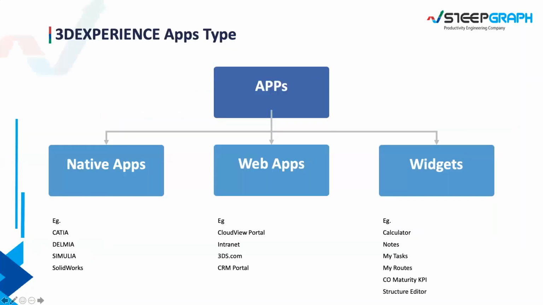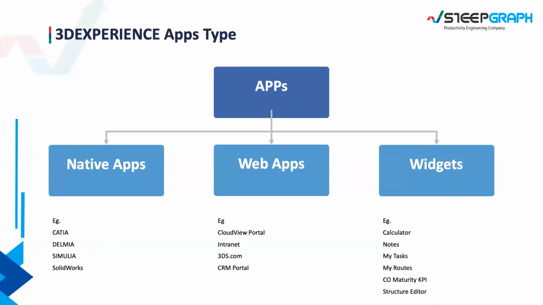So now, if you look at the 3D Experience app types, in 3D Experience there are 3 kinds of apps, which you see typically below the compass on the left-hand side. There are native apps, there are web apps, and then there are widgets. Native apps are something like CATIA, DELMIA, SIMULIA, SolidWorks.